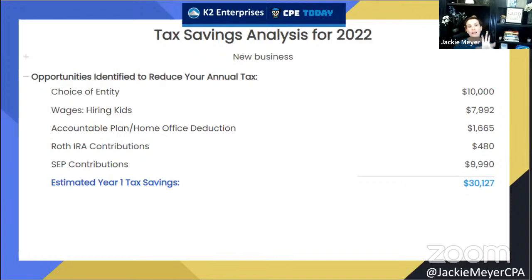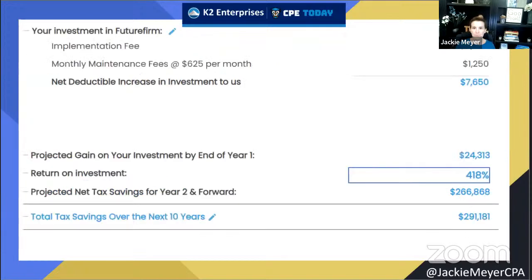You never want to actually show the real strategies to the client when you pitch them. This is your, again, intellectual property. So you show them by category instead. Instead of saying wages, hiring kids, accountable plan, Roth, SEP, it would be choice of entities, miscellaneous business deductions, retirement planning. Those would be your three main categories that you would show to the client.